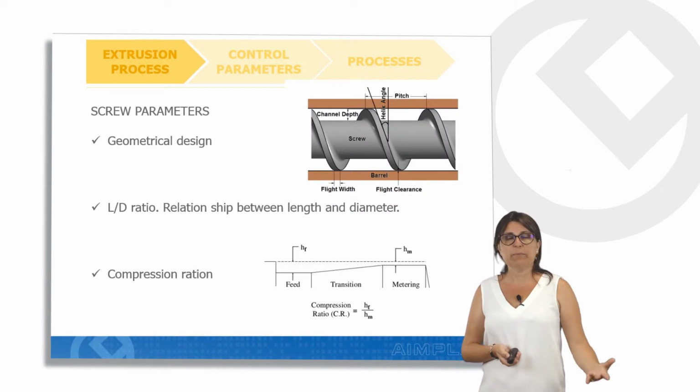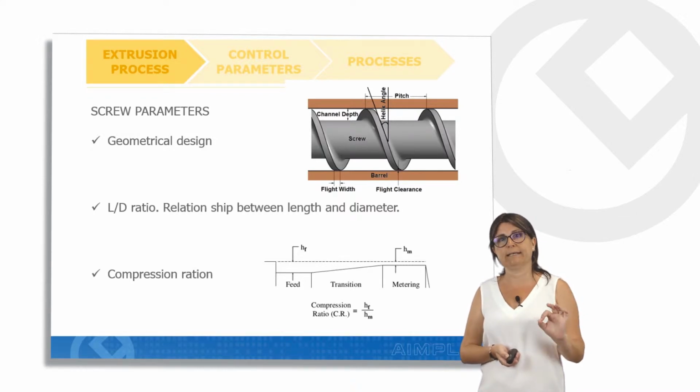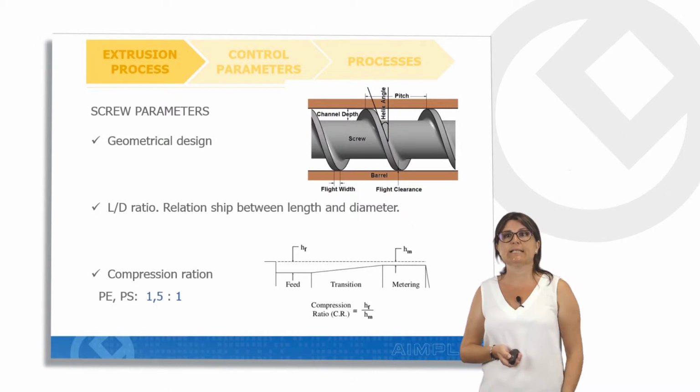In this case, for example, it is necessary to choose the suitable screw for each material. For example, for polyethylene and polyester, this is the suitable compression ratio. And in the case of polyamide, we need the last one.